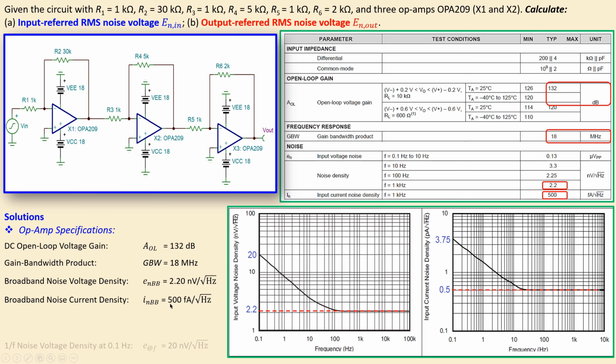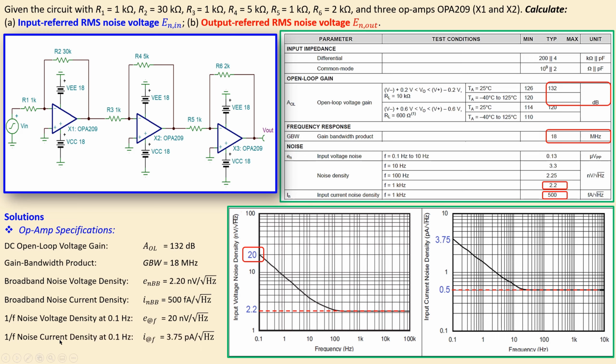In addition we have the 1/f noise spectral density specified at some frequency, so that's actually this part which is frequency dependent. Given by this symbol, it has a value of 20 nanovolts per root hertz at this frequency. You can see at 0.1 hertz it has a value of 20 nanovolts per root hertz. In a similar form we have the 1/f noise current density at a specific frequency, again given by this symbol. It has a value of 3.75 picoamps per root hertz, again at this frequency, which is also shown here. Those are the very important parameters we will use in our noise analysis.